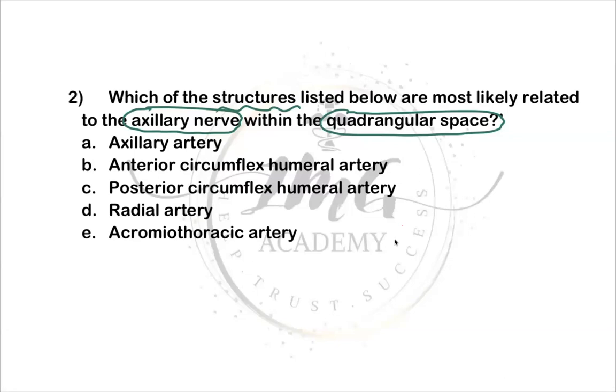You have the options here. A is axillary artery, B is anterior circumflex humeral artery, C posterior circumflex humeral artery, D radial artery, E acromiothoracic artery. Okay, so the correct answer is posterior circumflex humeral artery. Correct. Easy, just like drinking water.